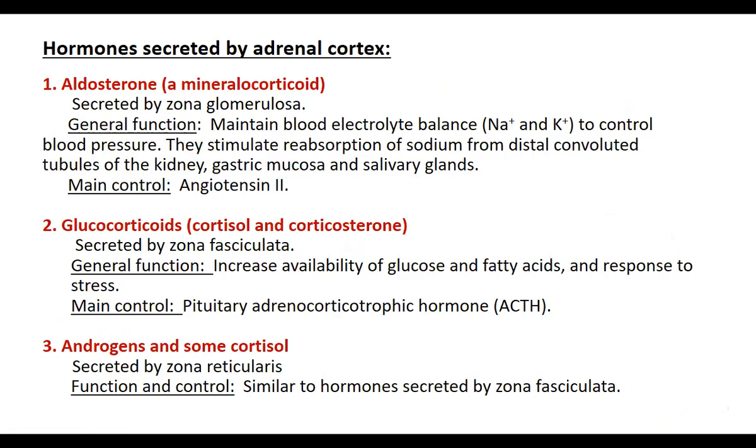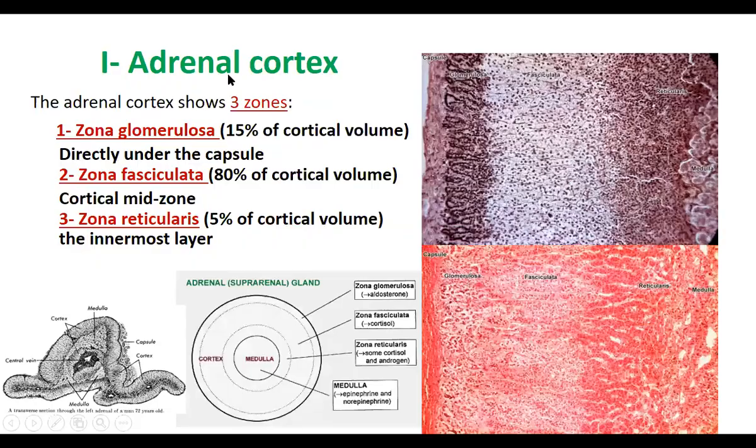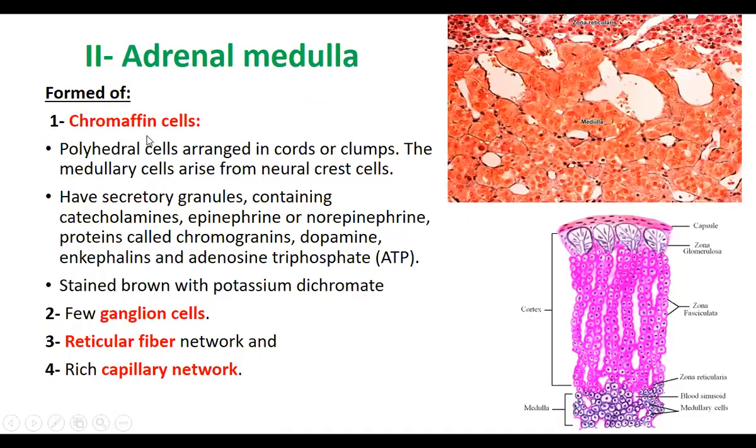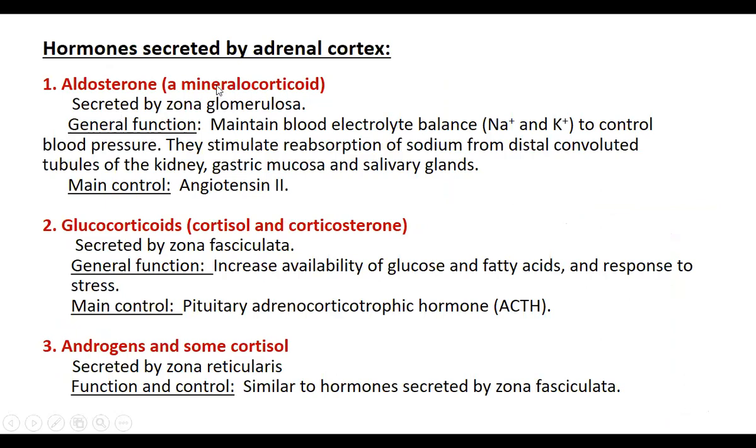Now coming to the hormones secreted by the adrenal cortex and the medulla, and how they act as endocrine glands, we'll try to study them. The adrenal cortex has three layers, and each layer will be secreting one or more special hormones. The outermost layer, as we have seen, is the zona glomerulosa. Secreted by the zona glomerulosa is the hormone called aldosterone.